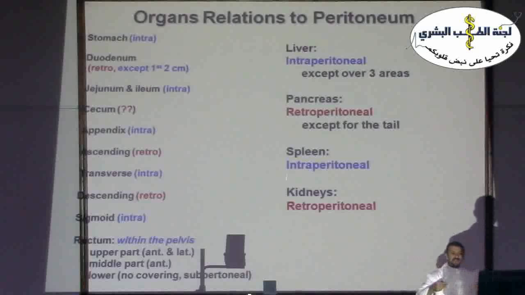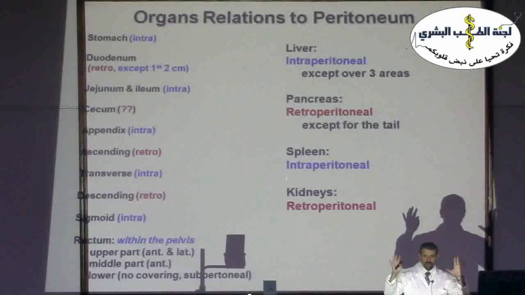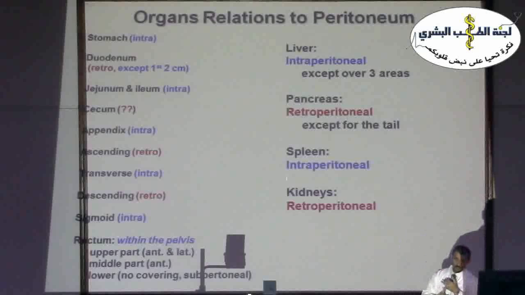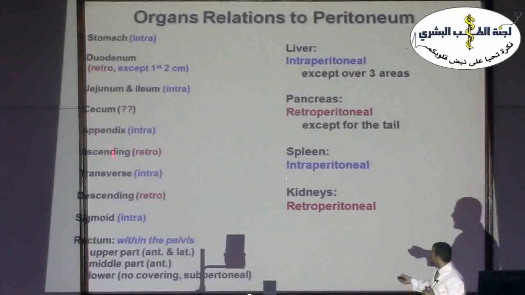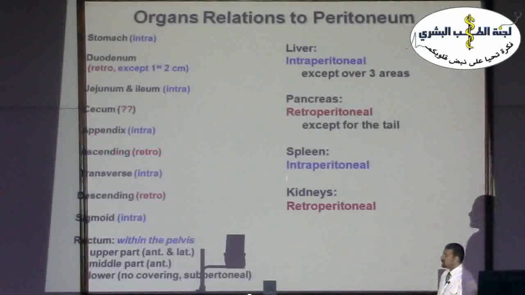So the cecum is covered, but not completely, just anterior and lateral. It does not have a mesocolon because the cecum is part of the large intestine. It's partially covered with peritoneum, because the ascending colon after the cecum will become retroperitoneal. It's not covered. So the cecum is partially covered by peritoneum. In other textbooks you see that it's covered with peritoneum but does not have a mesocolon.